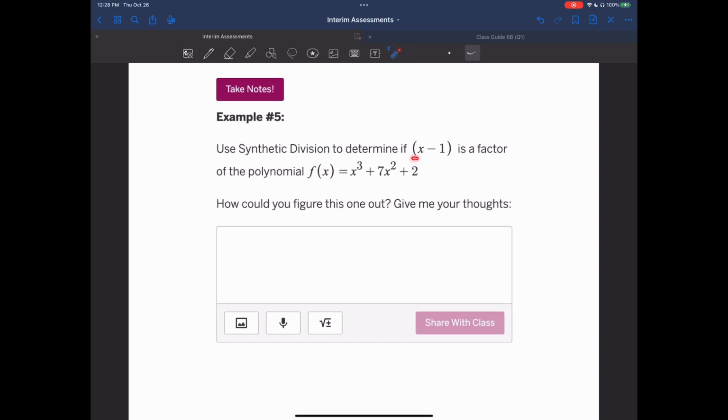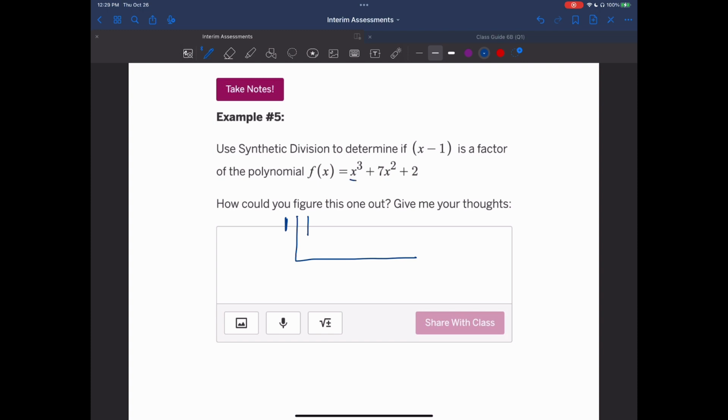But just like we said, if we want to figure out if it is a factor, test out synthetic division and see what you get for your remainder. If your remainder is 0, then bing, bing, bing, yes, it's a factor. If your remainder is anything but 0, that is not a factor. Okay, so let's just test that out right here. So if I draw this out, remember I would put a positive 1 out here. I do not like how I'm writing on top of this, but that's okay.